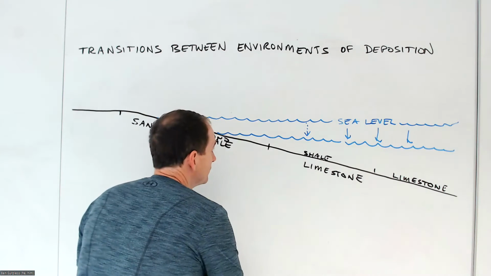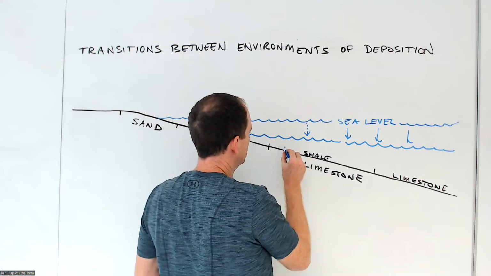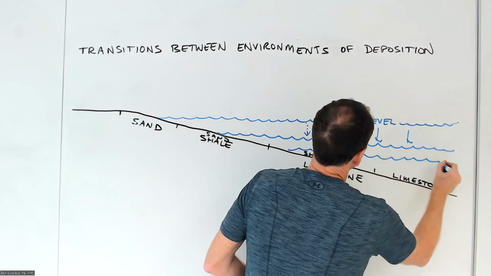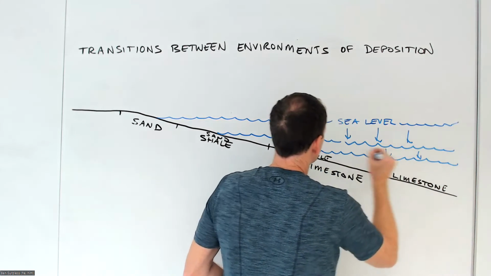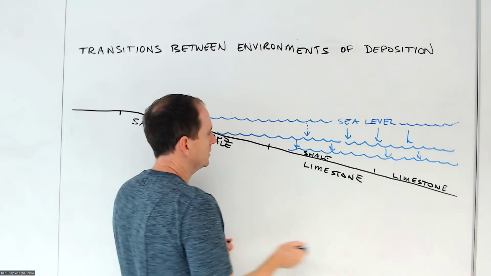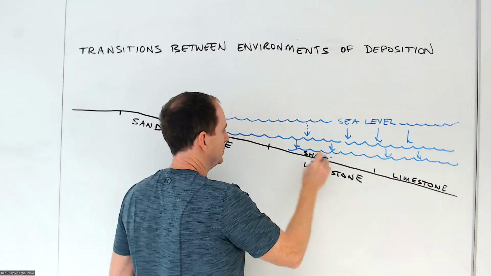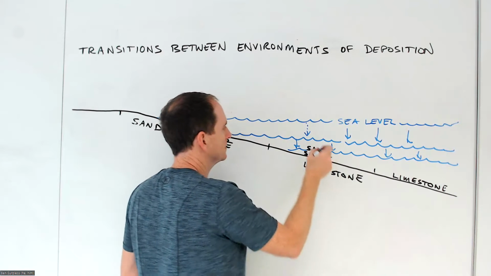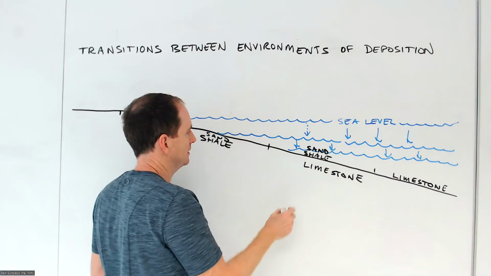If you drop the sea level further, say we did this, drop it a little bit further, now you would have limestone, shale, but now we're right close to shore, and so you might end up with a sandstone overlying that shale and limestone.